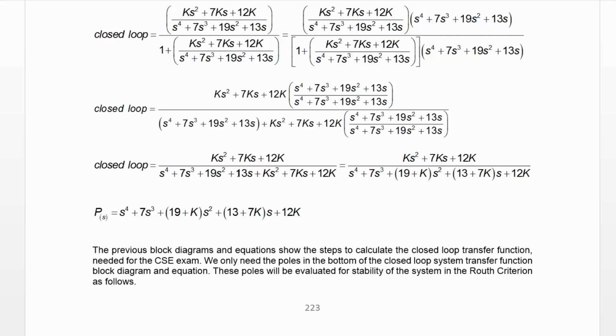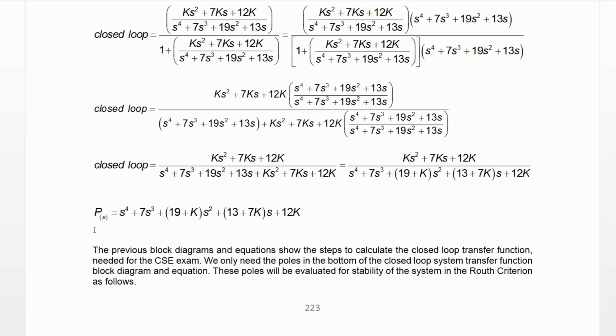Same way for 13s. We got 13s, and then we got 7ks. We can't put those together except with a plus. So it has to be 13 plus 7k in parentheses times s, and then 12k by itself. And there's your solution. This is the zeros on the top, and these are the poles on the bottom. So your poles equal s to the fourth plus 7s cubed plus (19 plus k) s squared plus (13 plus 7k) s plus 12k.